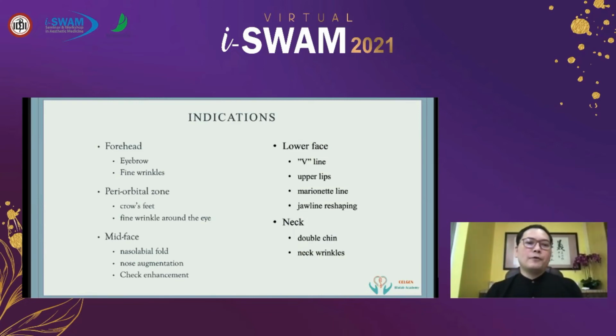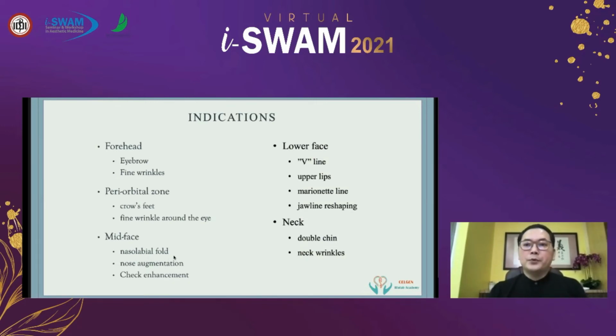So look at the forehead, the brow lifting. I'm sure the thread is really promising. I think in the evening we'll talk about this brow lifting. And then the fine wrinkles, you can use a monofilament. Periorbital crow's feet, yes, we can use monofilament thread. It will target those as well. Mid-face, of course, the nasolabial fold is the most commonly treated.